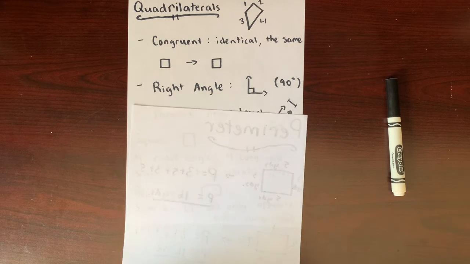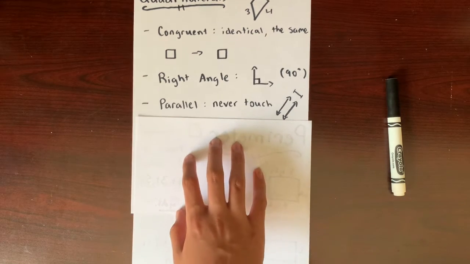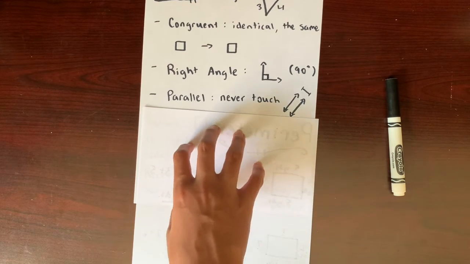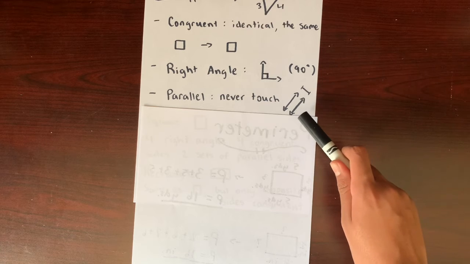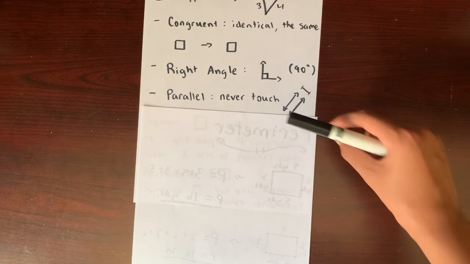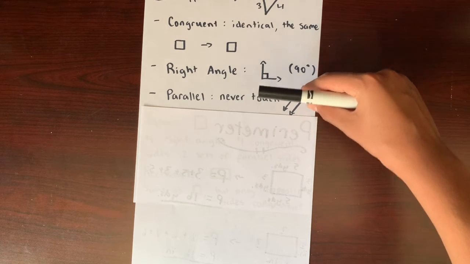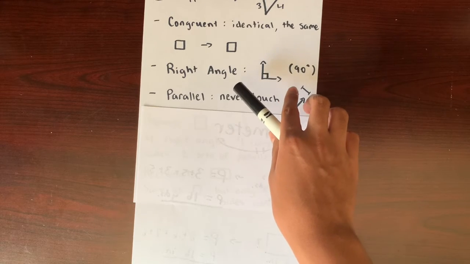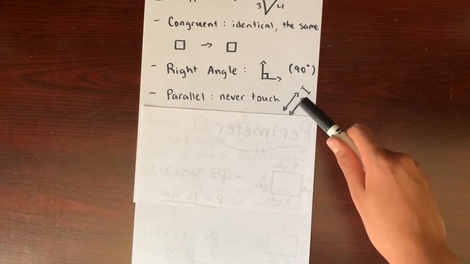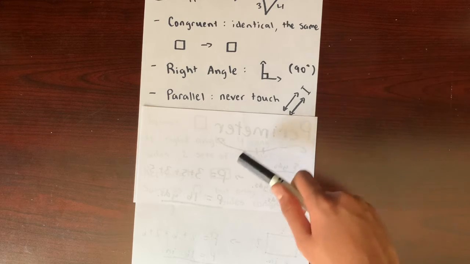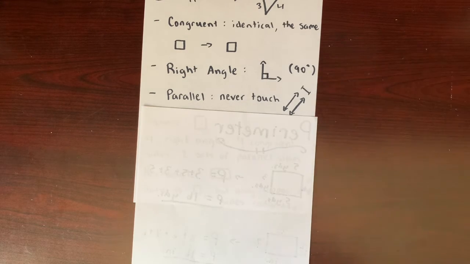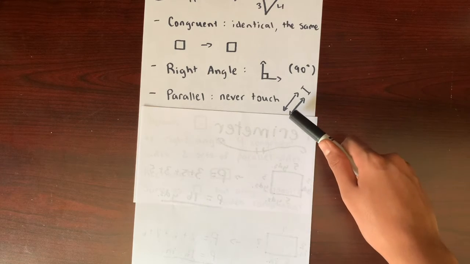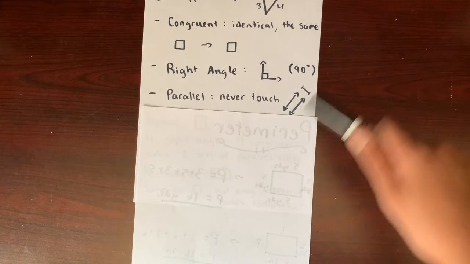And the last key term is parallel. Parallel describes two lines or line segments that, if they were to keep going on forever, would never touch. So here we have two lines, right? And so we can see that at all parts, they're equidistant from each other. So the distance between the two never changes as they continue going on, which means they'll never touch. So this distance will never change as the line continues on forever.